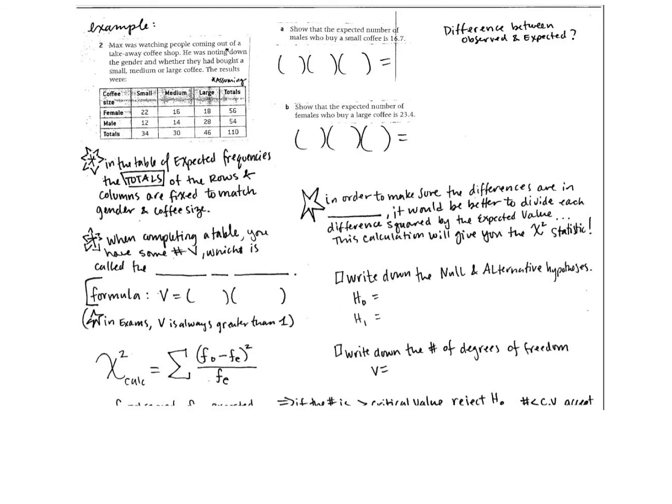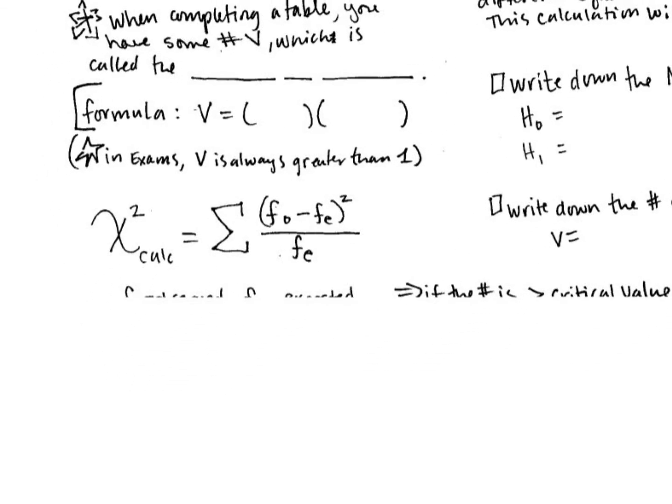Sorry. Okay. This is where I'm thinking that you will get to is this coffee example. So if not, that's okay. We'll do it next time. This is from the book, so you could check in the back of the book. It's an example problem. Max was watching people coming out of a takeaway coffee shop. He was assuming their gender and whether they bought a small, medium, or large coffee. So again, we have the gender binary, and I'm sorry, but I'm not surprised at this point.